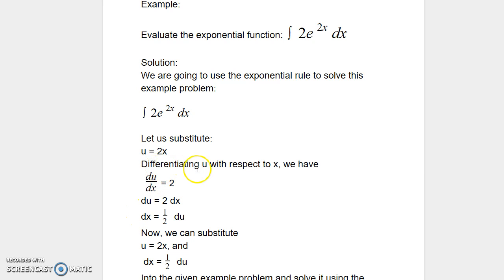Okay, so differentiating u with respect to x, because u is a function of x. When we do that, du by dx is going to be equal to 2, since d by dx of 2x is 2. So we can write this as du is equal to 2 times dx, or we can express it in terms of dx as dx is equal to 1 over 2 du.